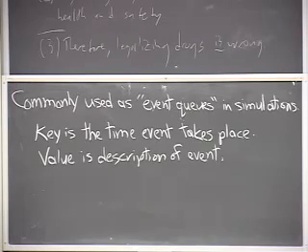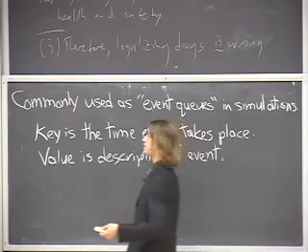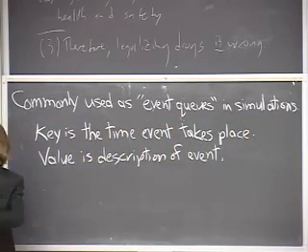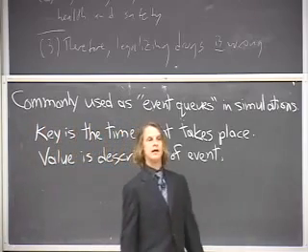And then to perform the simulation, you just start taking events off the queue one at a time and processing them. And the idea is you want the events to be simulated in the order that they occur. Therefore, when you're ready to process a new event, you always want to process the event with the minimum time. That's the event that's going to happen next.